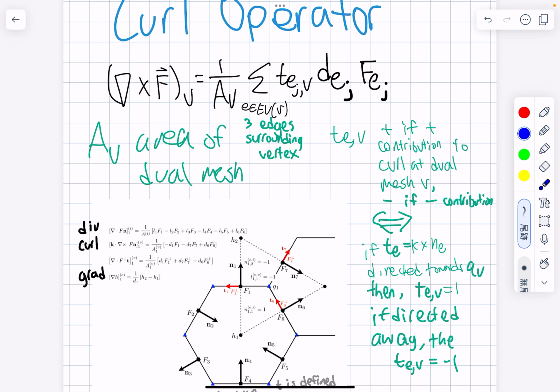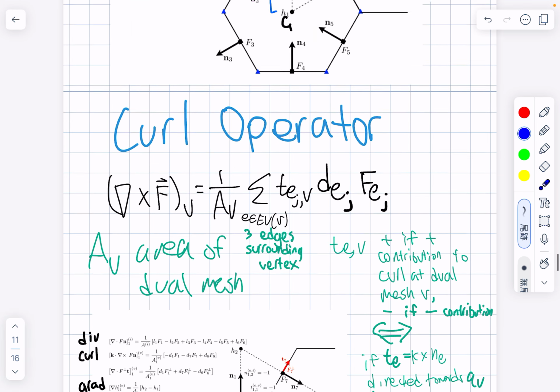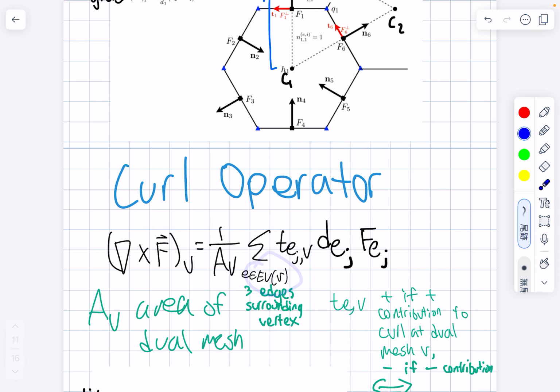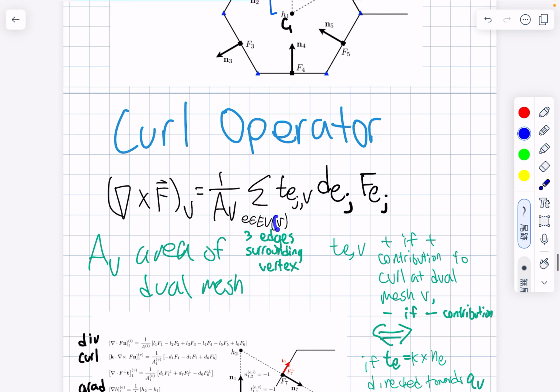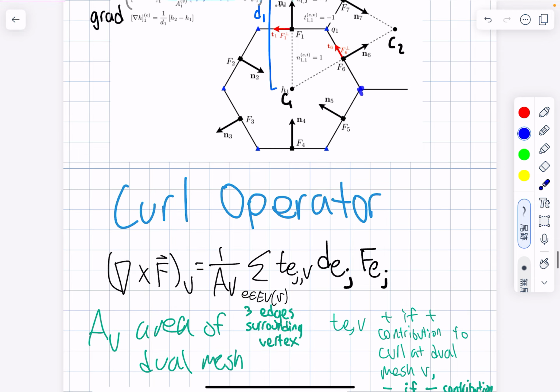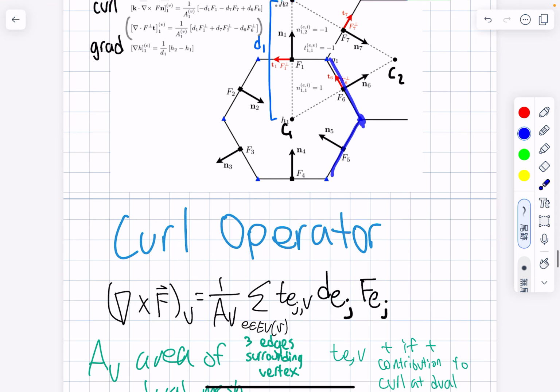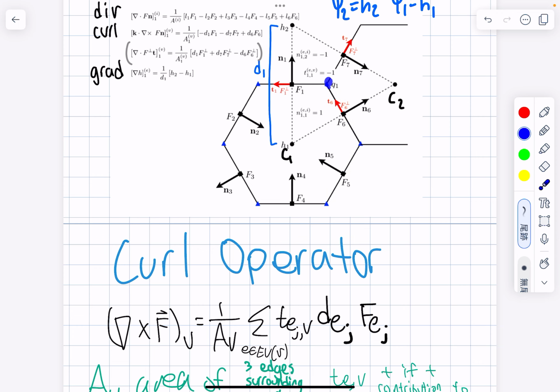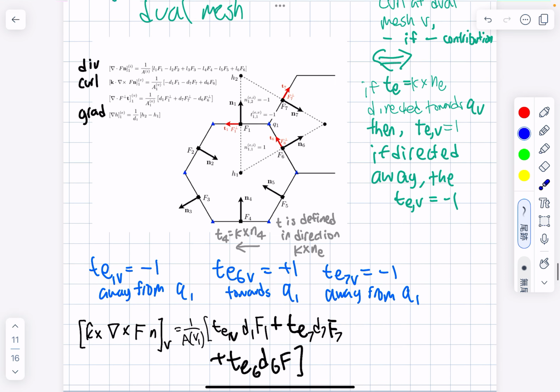Finally, we'll talk about curl. So it's E in EV of V, where V is a corner. So this is basically the edges surrounding a vertex V. So maybe we have our vertex V, the edges surrounding it are 1, 2, or let's do this one. Our vertex V, which is called Q1, is surrounded by this edge, and this edge. So we sum through those. So yeah, we actually have a diagram here.